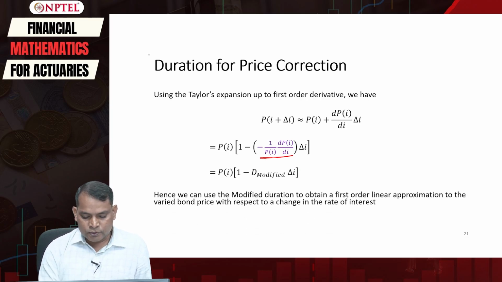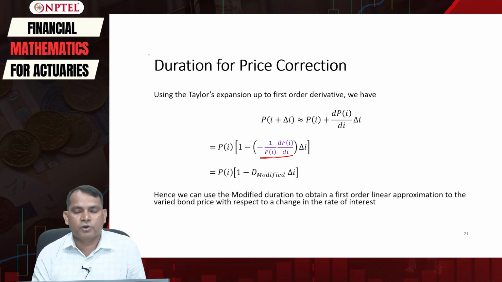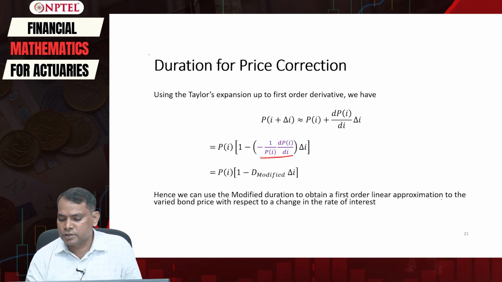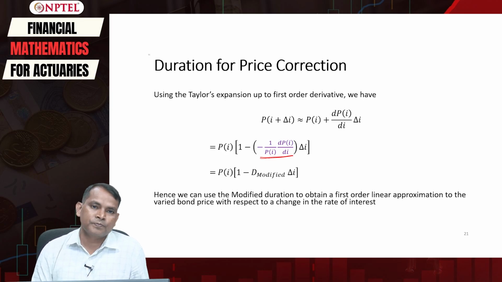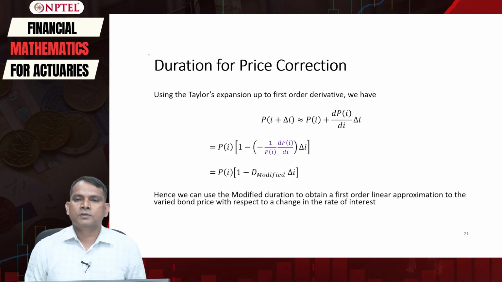So we can use the modified duration to obtain a first order linear approximation to the varied bond price with respect to a change in the rate of interest. Now let us proceed to understand what convexity is.